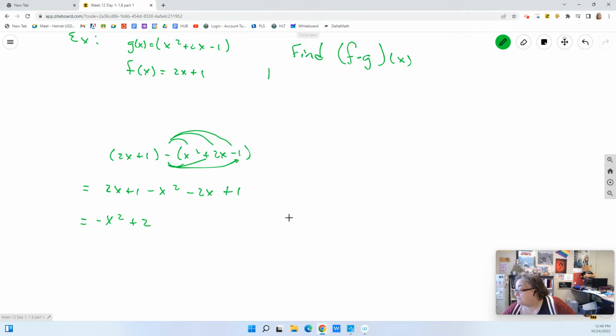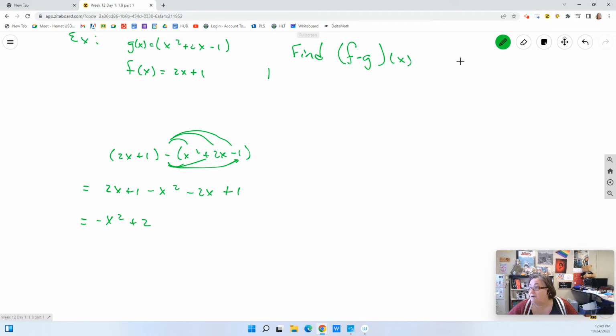So as you can see, we have a very different answer from the addition, right? When we added them together, we wound up with, I don't remember what we wound up with, but when we subtract them, we wind up with minus x squared plus 2.